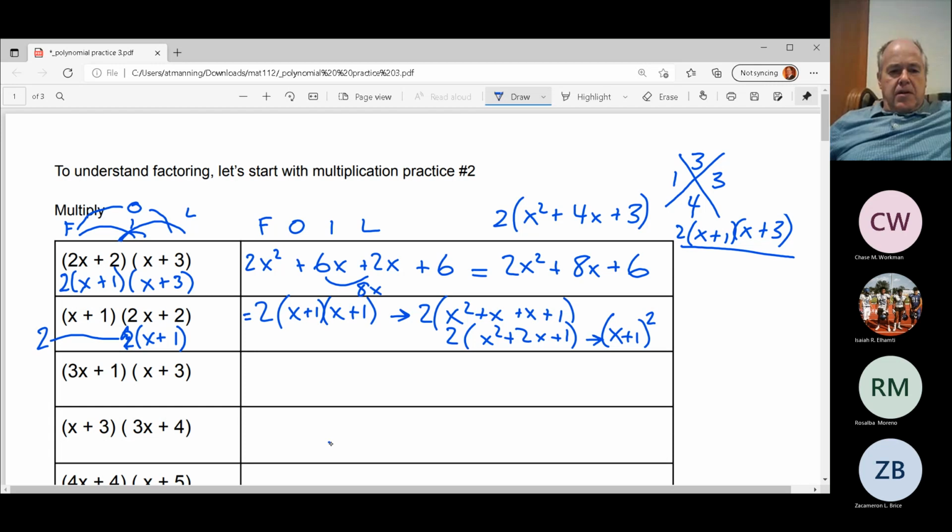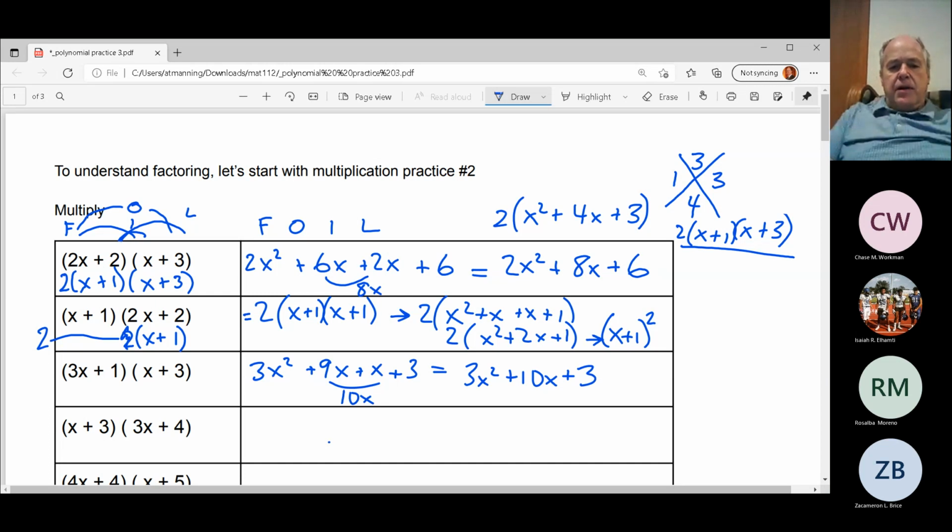Multiplying this out. First, 3x squared. Outside, 9x. Inside, plus 1x. And last, plus 3. Just combining these two, that gives me 10x. So what I have is 3x squared plus 10x plus 3.